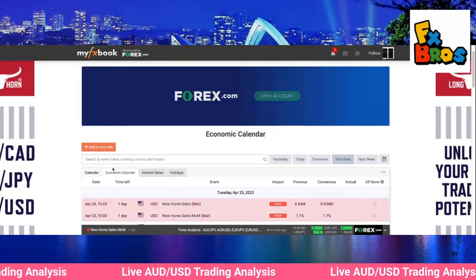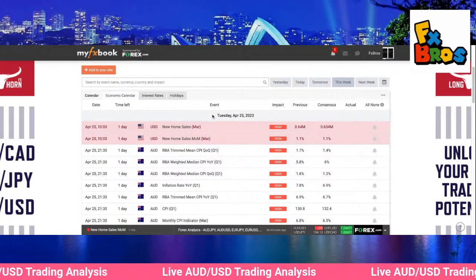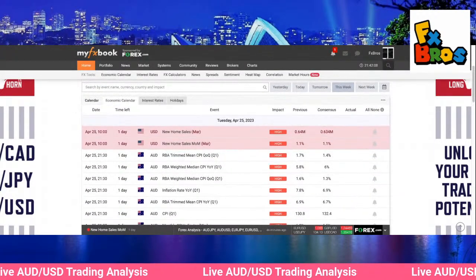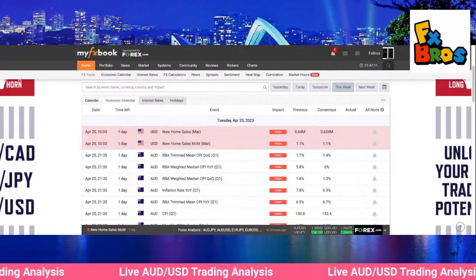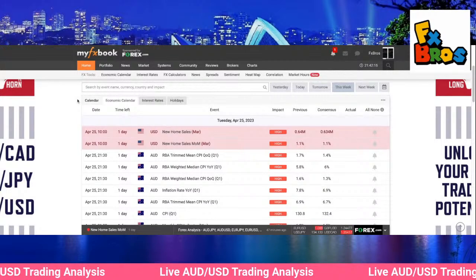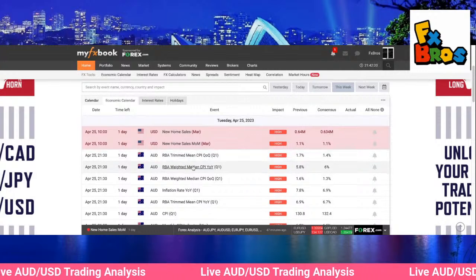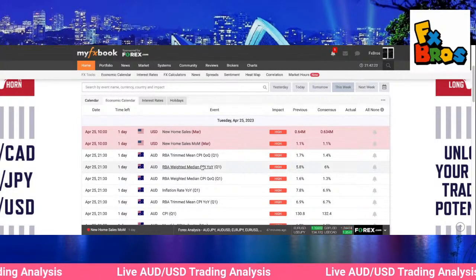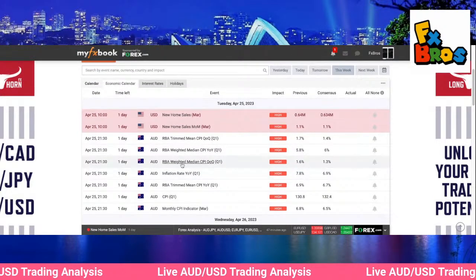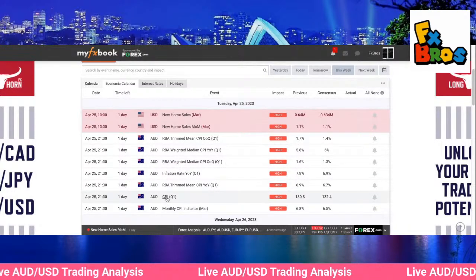Let's see. This week, no news on Sunday or Monday. But what is going on Tuesday? Tuesday we have a ripper. The RBA trimmed mean and weighted median. They're switching things up on the CPI. It says quarter: the weighted median CPI, then the trimmed mean CPI, then the CPI.